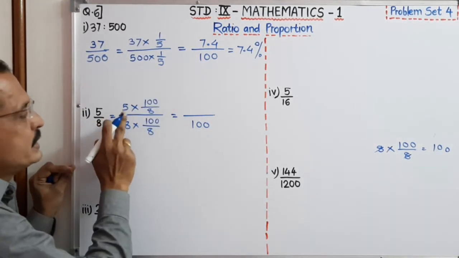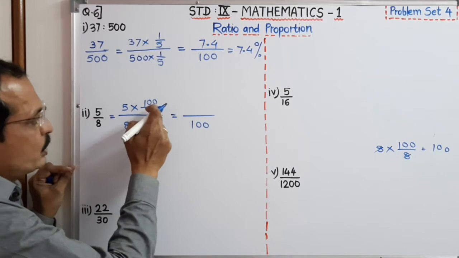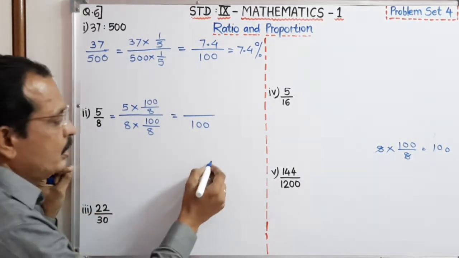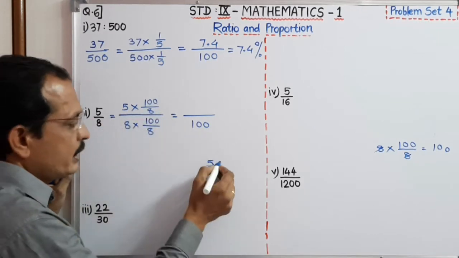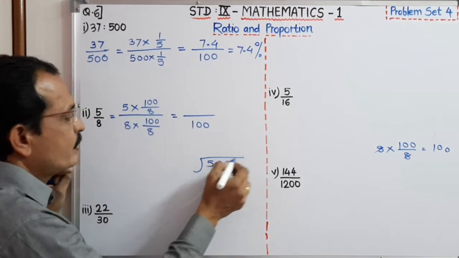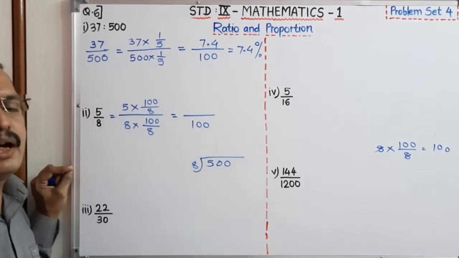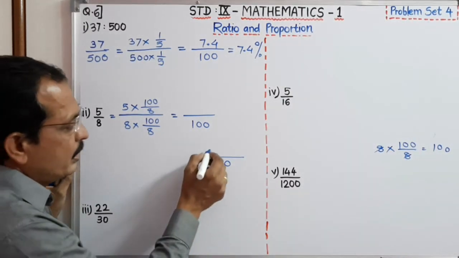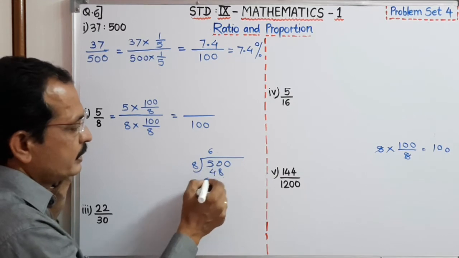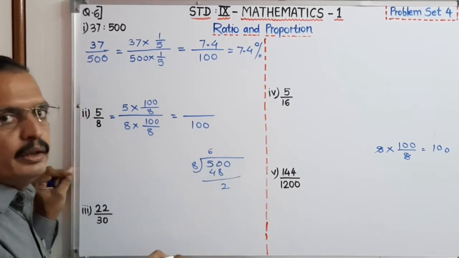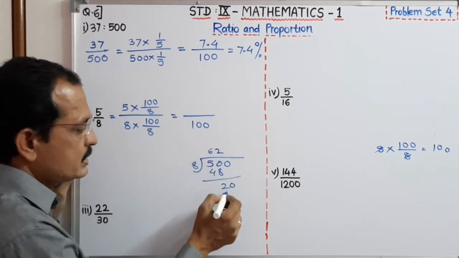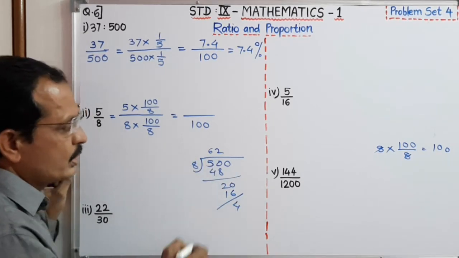We have to, see dear student, one more thing we have to do: divide 100 by this 8, or this 5 into 100, it is 500, and this 500 gets divided by 8. Then 8 6s are 48, it is 2, and here it is 20. Got it? 8 2s are 16 and here it is 4.